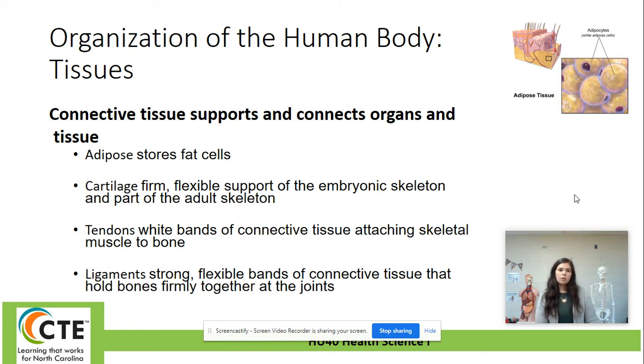Then you have your cartilage, which is a firm, flexible type of tissue that supports the embryonic skeleton and also part of your adult skeleton. Embryonic just meaning when you're a fetus. Then you also have your tendons. Your tendons are those white bands of connective tissue that attach the skeletal muscle to the bone.